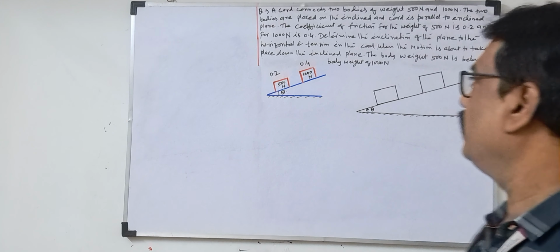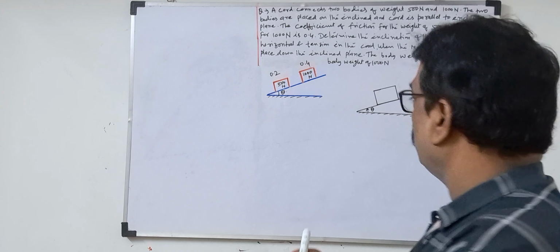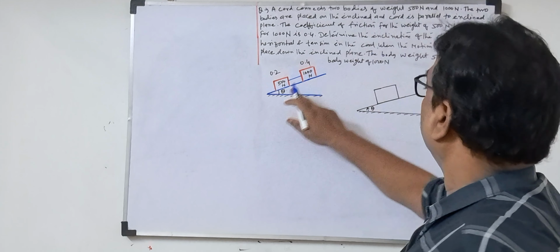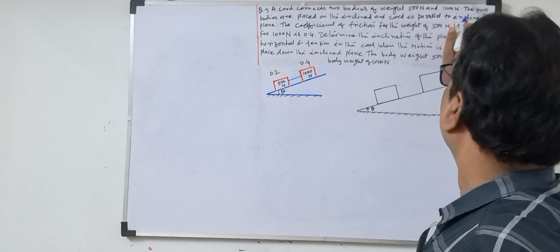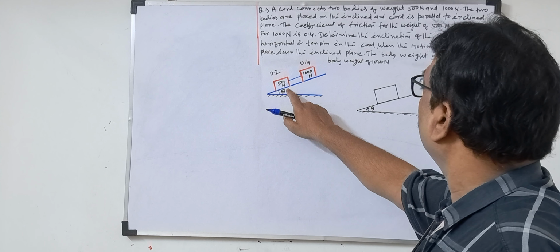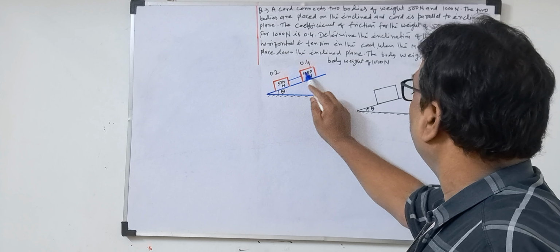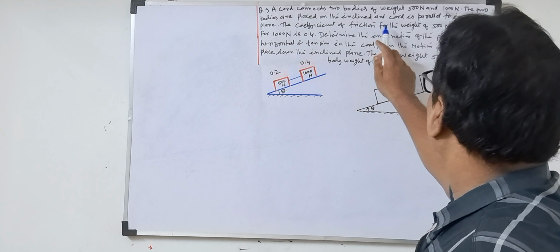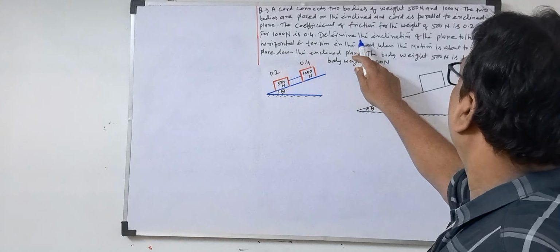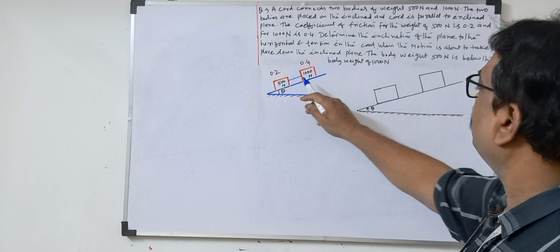Today I am going to discuss the friction problems. So what is the problem given here? A cord connects two bodies, 500 Newton and 1000 Newton. The two bodies are placed on an inclined plane, each parallel to the inclined plane. The coefficient of friction for the weight 500 is 0.2 and for 1000 is 0.4. Then determine the inclination theta they are asking, and the tension of the string.